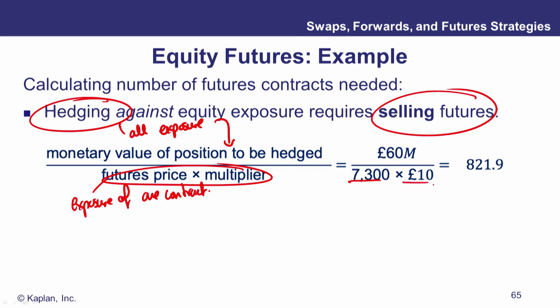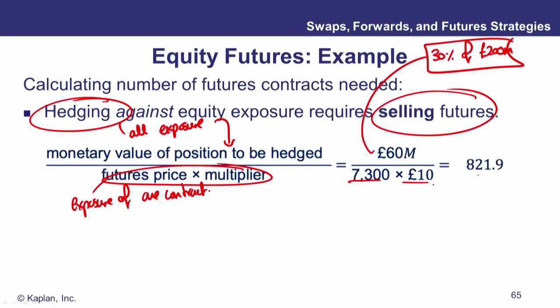Now don't forget, I say we're removing all exposure, but we're only removing exposure on 30% of the portfolio. That's why there's only 60 million in the numerator there. So when I say hedging here, we are removing all exposure, but it is only on 30% of the portfolio. Okay, that's why that is 60 million on the top there. But if you do that little calculation, you'll get 821.9.